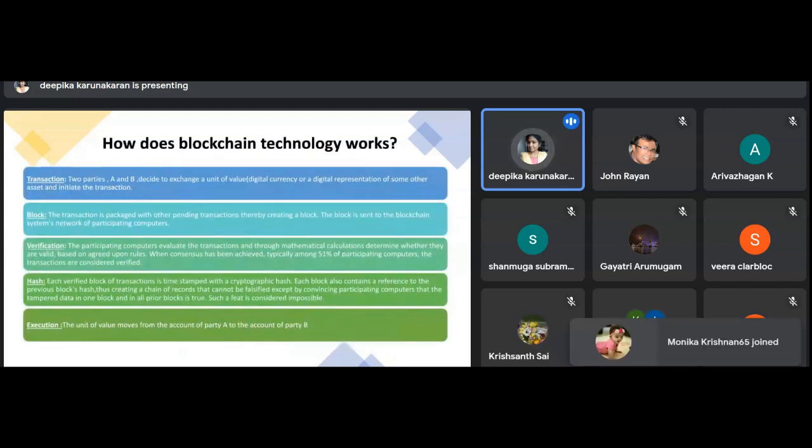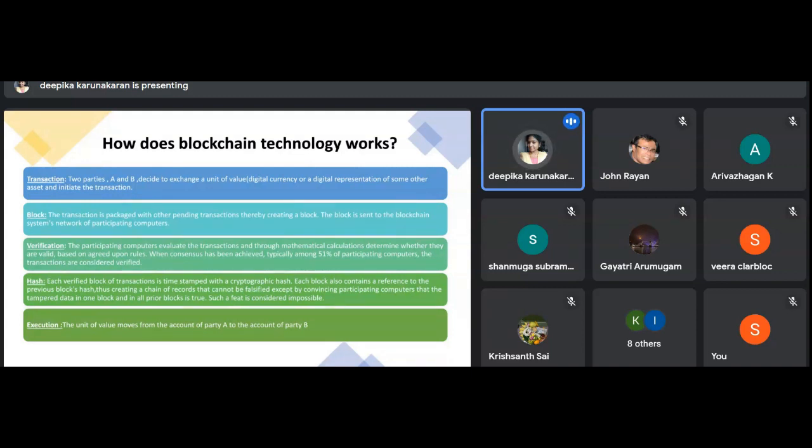So we were seeing the aspects and components of a block and all. So how does this technology work? The first element is transaction. Whenever two parties, A and B, decide to exchange a unit of value, which may be a digital currency or a digital representation of some other assets, they will be initiating the transaction.